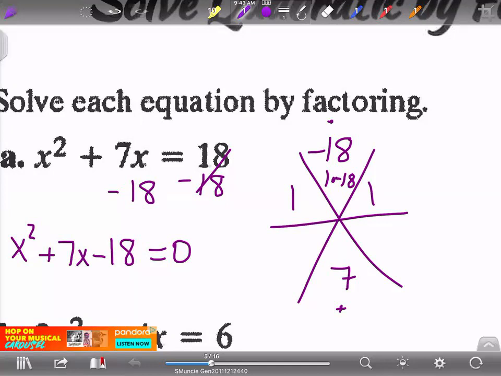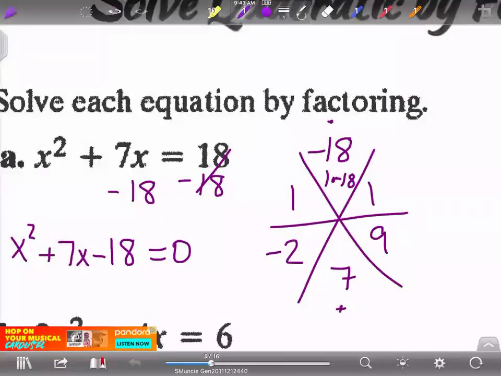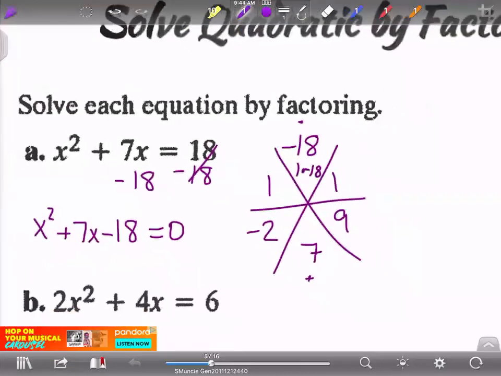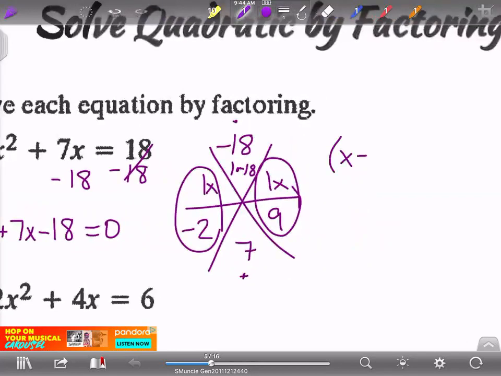9 and negative 2, or negative 2 and 9, order does not matter as long as you have them both. That'll give you a negative 7 in the bottom. You want a positive 7. So just switch your signs. Ask yourself, can you reduce either one of these fractions here on the left and the right hand side? No, so we're going to put our x's at the top and then we're going to convert them to two factors, x minus 2, x plus 9, still equals 0.